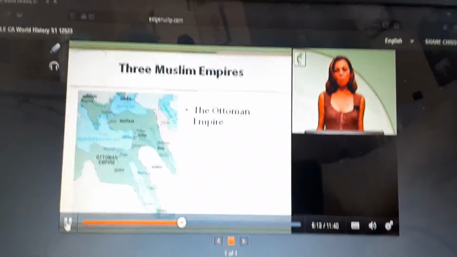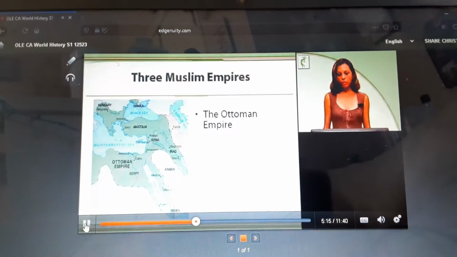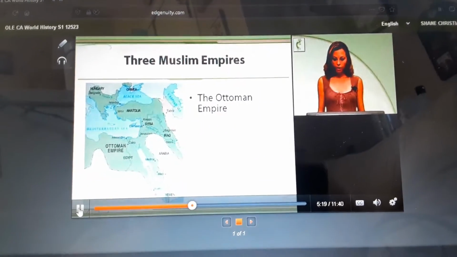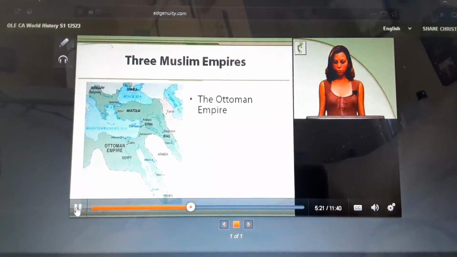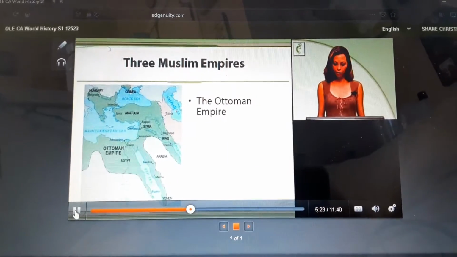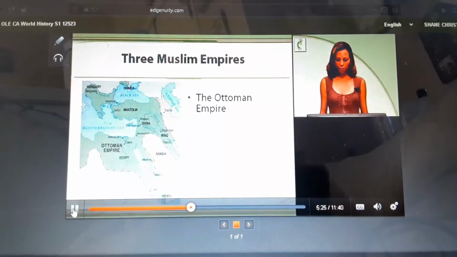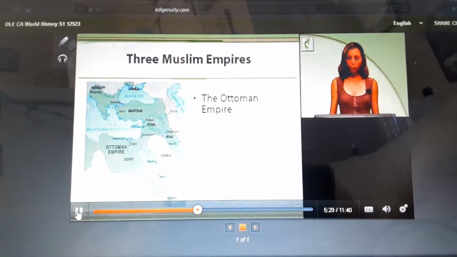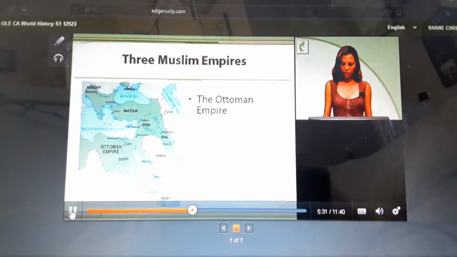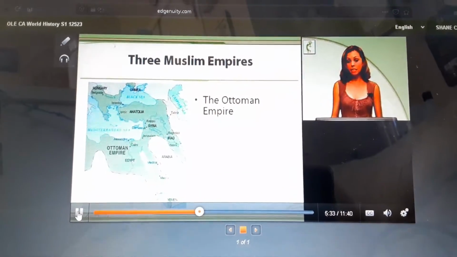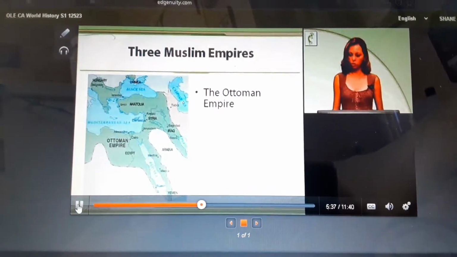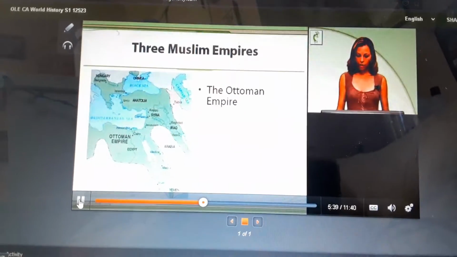Three Muslim empires. The Great Expansion lasted until the 1100s. Three non-Arab Muslim groups built very large, powerful empires. The Ottoman Empire. Muslim Turkish warriors in the 1200s began to take land from the Christian Byzantine Empire. Eventually, they ruled the land from Eastern Europe to Northern Africa and Arabia.